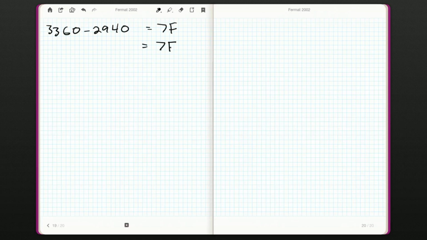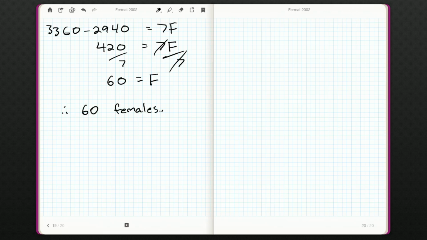So what's 7F? Well, it's going to be that minus that. So we're going to get 420. And if we divide both sides by 7, we're going to be left with 60 is F. And F is what we wanted to solve for, the number of females. So we're going to have 60 females.